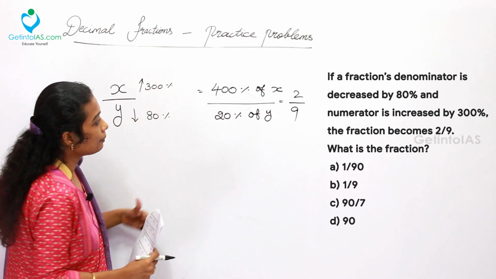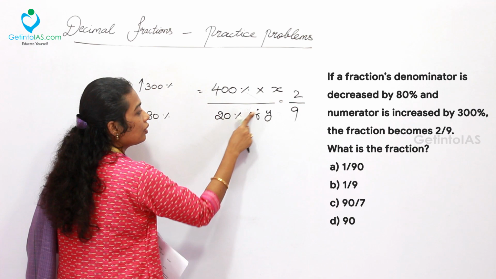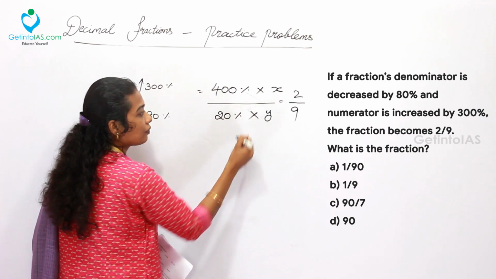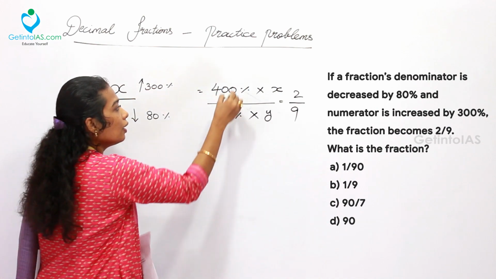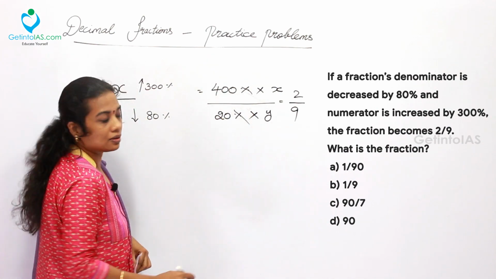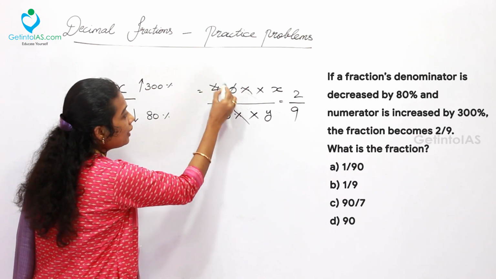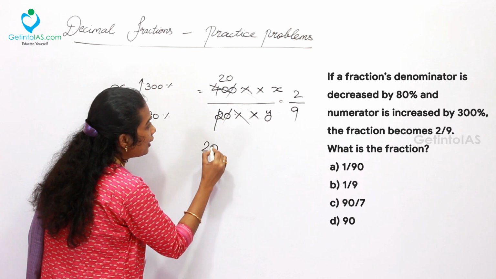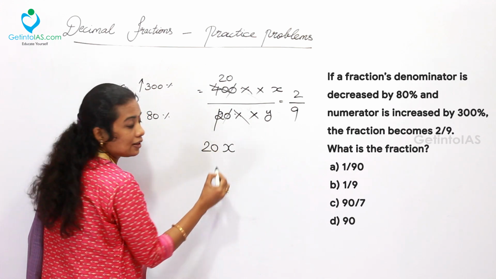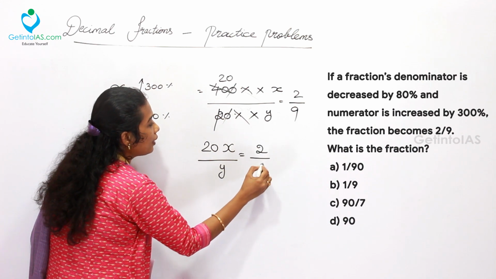Let's take 400% of, which means multiplication. Here also multiplication. Now what are the things common here? You can directly cancel the percentage. 0, 0 cancel. This 2 is 20 times presented in 40. So finally 20 into x is 20x by y, which is equal to 2 by 9.